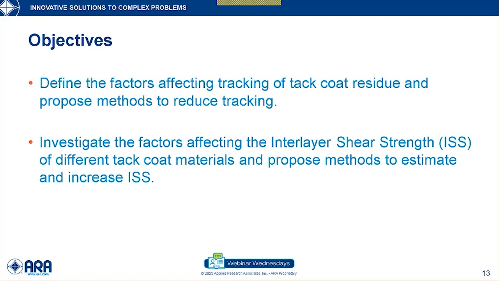And the objectives of this study, at first, is obviously the tracking: define various factors that affect tracking of tack coat residue and propose some method that can reduce tracking. And the second objective was to investigate some factors that affect the interlayer shear strength, that means the bond strength, of different tack coat materials, and propose some method to see if we can estimate bond strength correctly and if we can increase the bond strength.